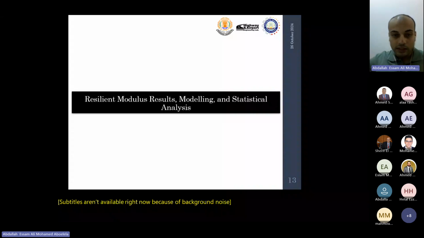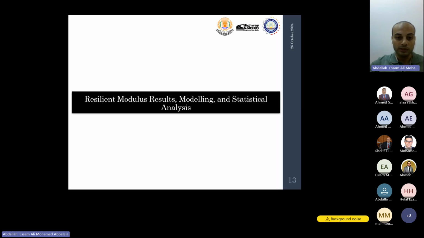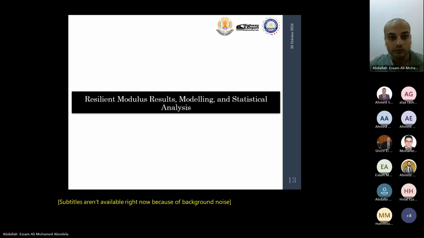For the analysis results, which include the resilient model results, modeling, and generation of new anticipated field stresses, and finally, we developed new correlations between MR and CPR according to the values or characterizations of local subgrade materials.